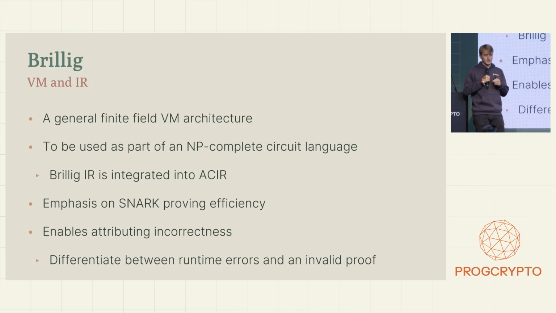There are other reasons though we wanted to go with Brillig outside of just the nondeterminism example I went through and purely optimizing circuits. When we were working on Brillig, we wanted to have an emphasis on SNARK proving efficiency, and also because we wanted to have the ability to attribute incorrectness. And this is because any system that might want to integrate Noir into a true smart contract network like Aztec needs these properties.